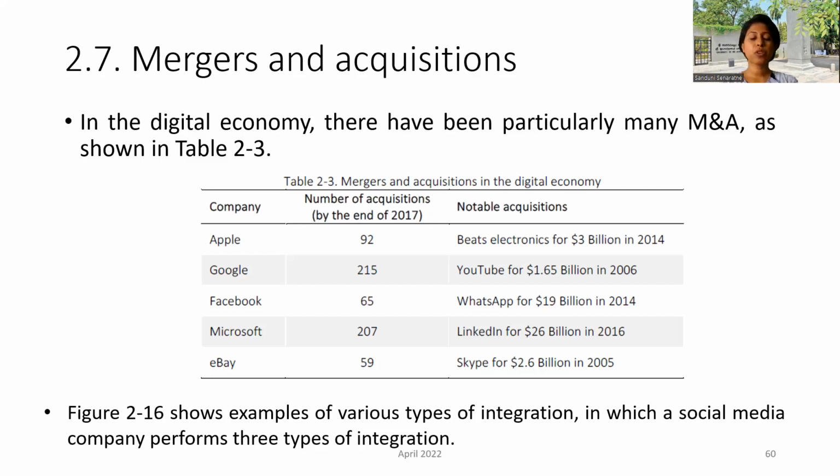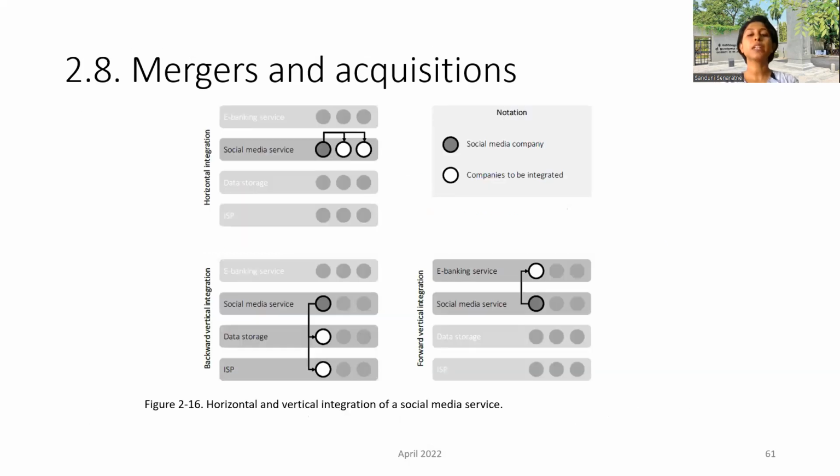There are some interesting stories and case studies on these acquisitions that are freely available on the internet as well, right? So when you get free time, read them and see. Then finally, figure 2.16 shows examples of various types of integration in which a social media company performs 3 types of integration, right? So in the next figure that we are going to see, different types of integrations are being illustrated where a social media company is said to have 3 types of integration.